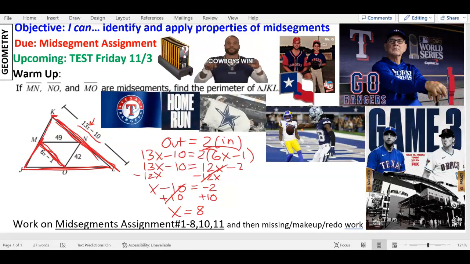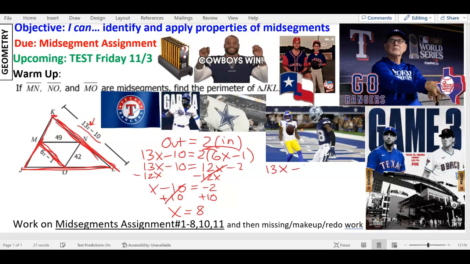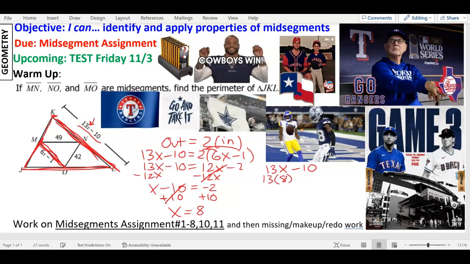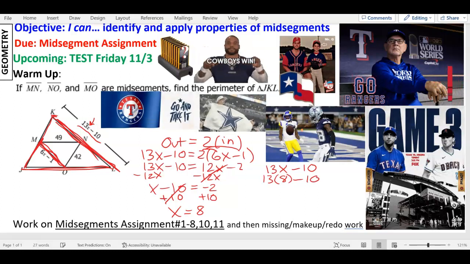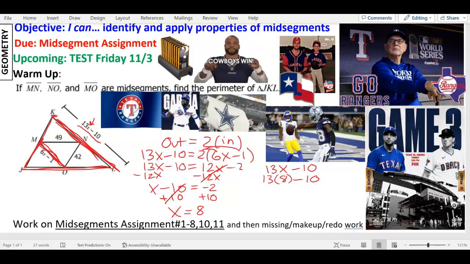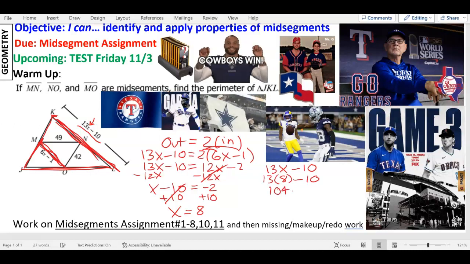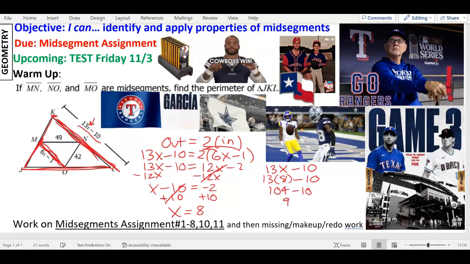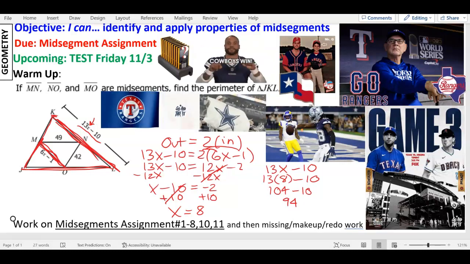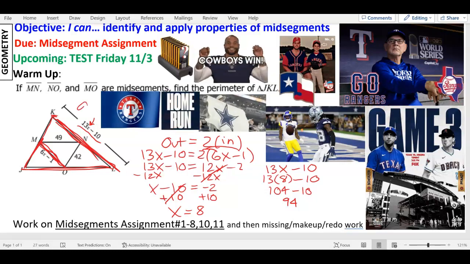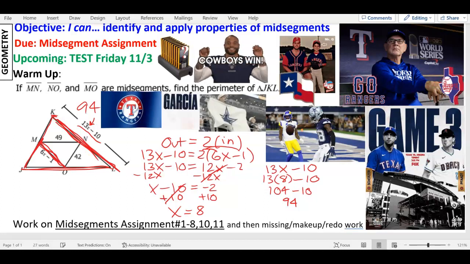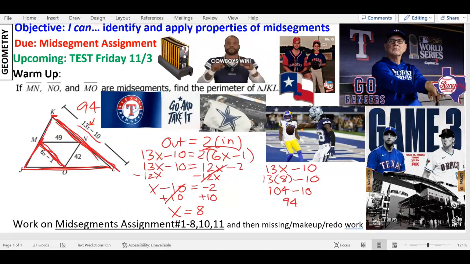So let's write it off to the side. 13x minus 10, replace x with a parentheses 8. Right, we're plugging in 8. 13 times 8 is 104. Subtract 10 is 94. Now, 94 is not the final answer. That's just this one side. This K to L is 94. Okay. Now, how do I find the other two sides?